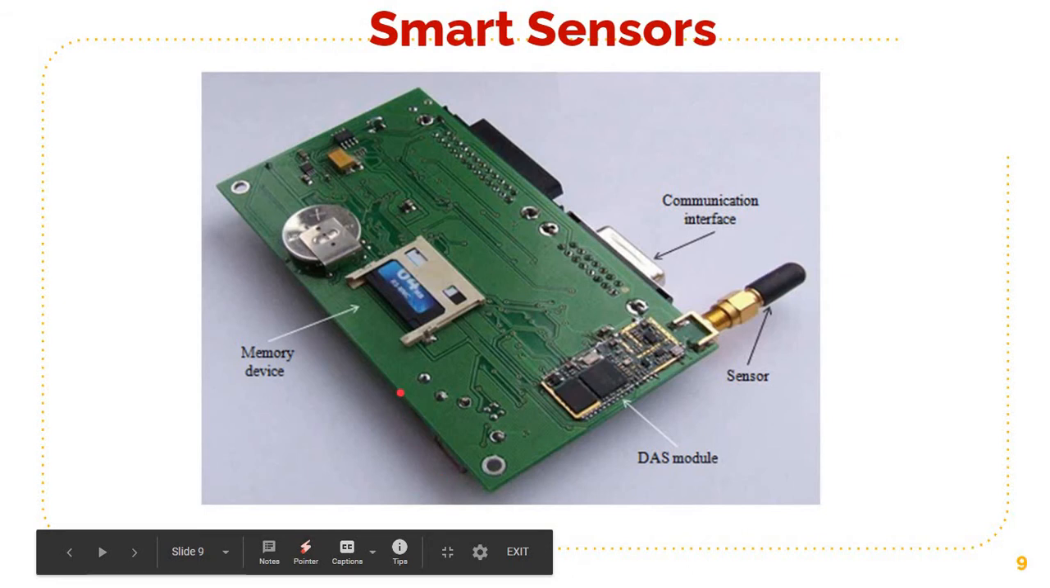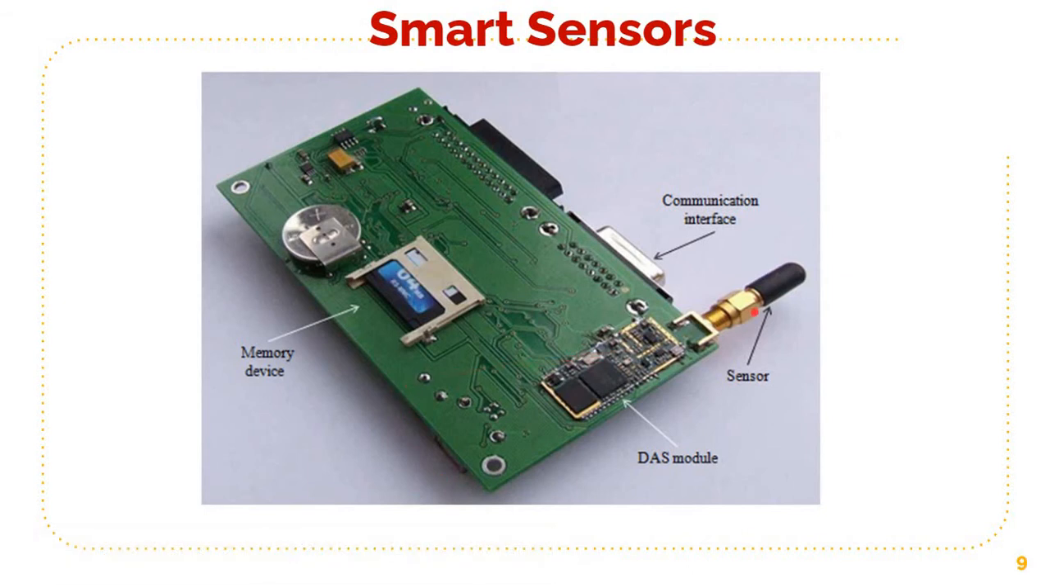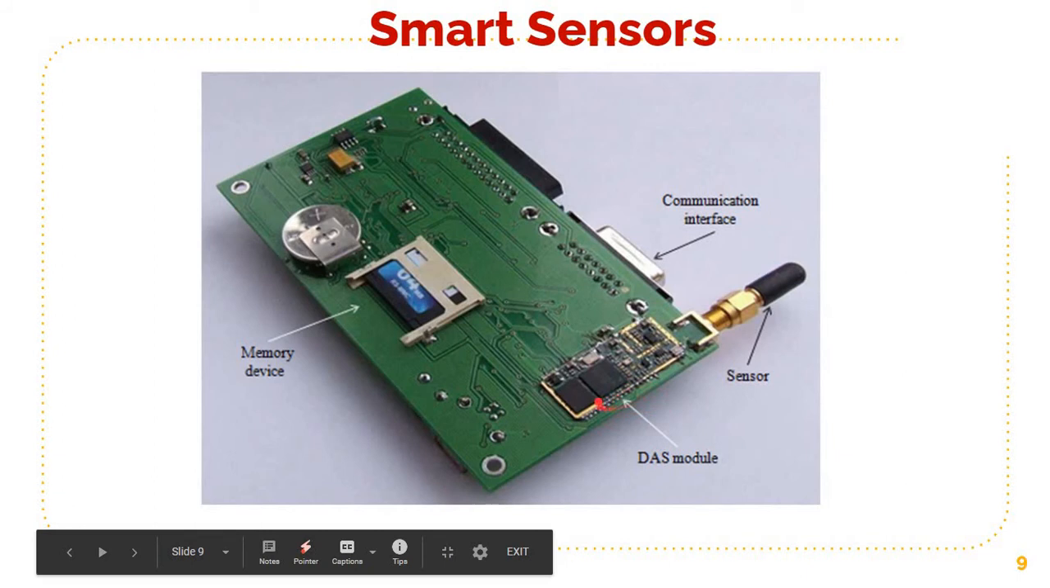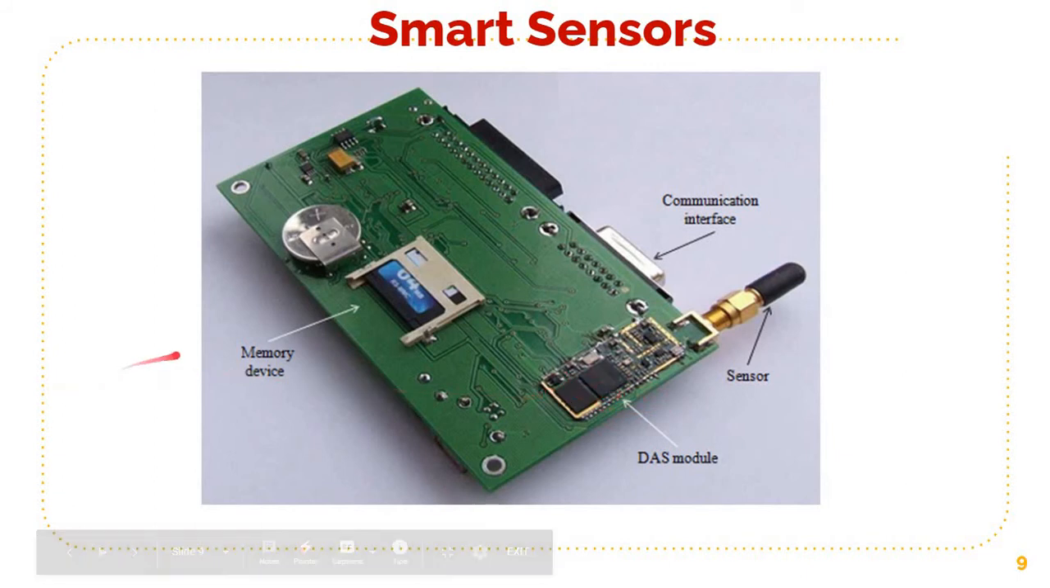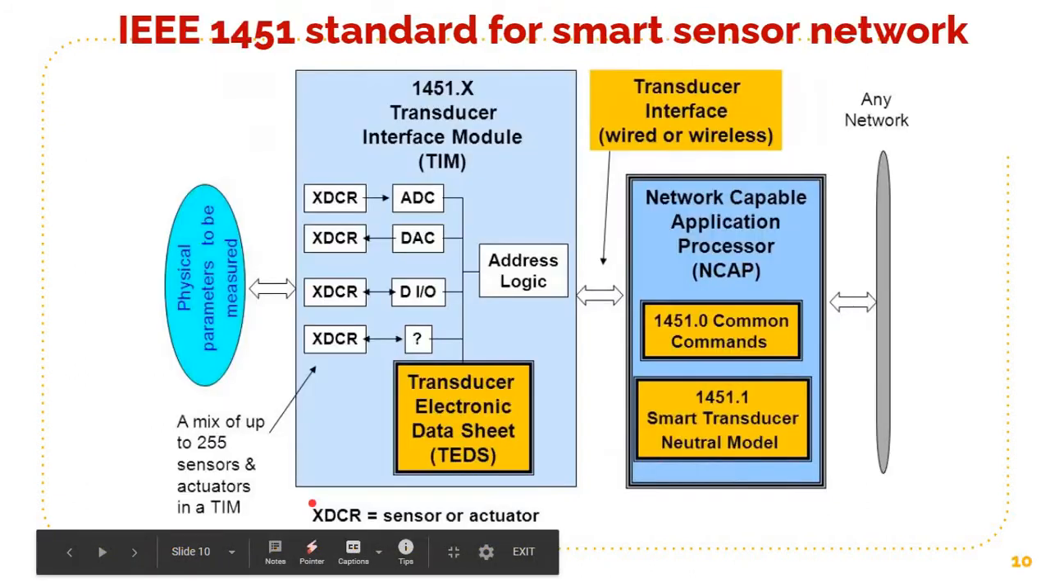Another smart sensor is shown here. You can see this is the sensor or the transduction part, and then there is a data acquisition module, a small memory card, and other circuits, and finally a communication interface to communicate to the outside world.